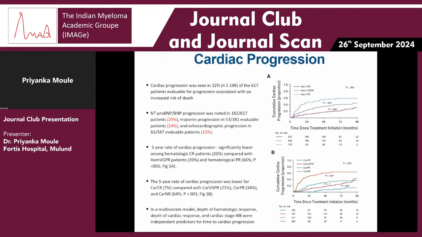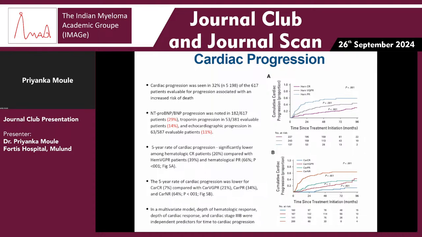The cardiac progression was seen in 32% of the patients, and the NT-proBNP progression was noted in 182 out of the 670, while troponin progression was seen in 53 of these patients. And on echocardiography, 63 patients, that is 11%, could show progression. So the 5-year rate of cardiac progression was significantly lower in the hematological CR patients compared to the VGPR patients, which we can see in the first survival graph.